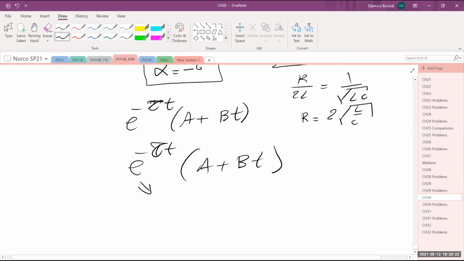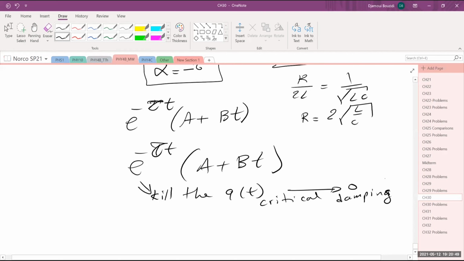So this will kill the q. In other words, q sub t will go to 0 after a long, long time, because the polynomial in here doesn't really dominate. It only has significance at first, but then the exponential after a long time t will dominate. So it's going to kill the solution. In this case, we call this situation critical damping. Why is it critical? Because of this condition.